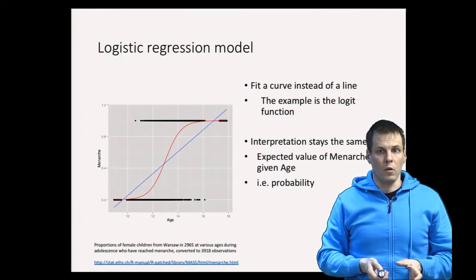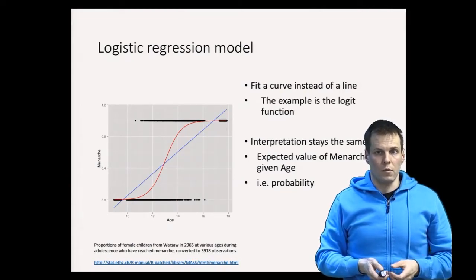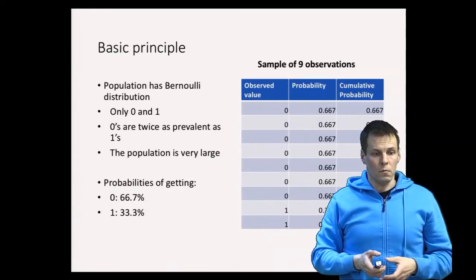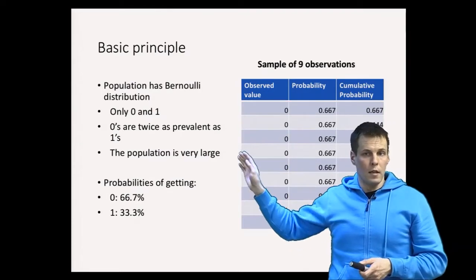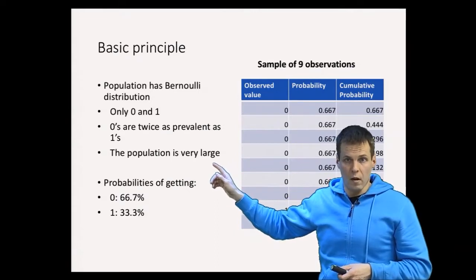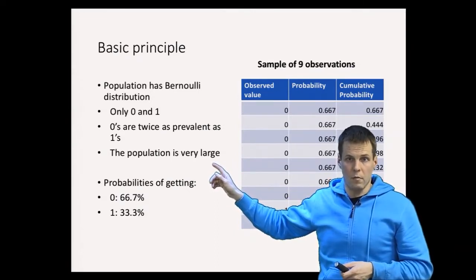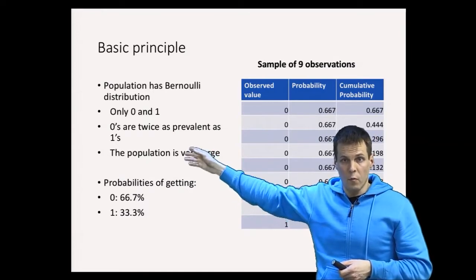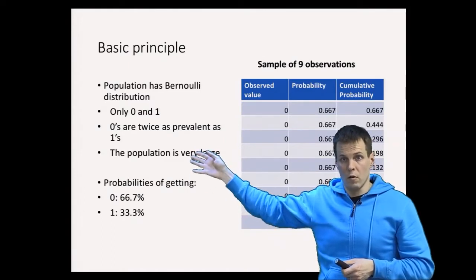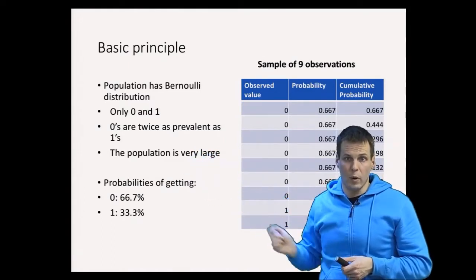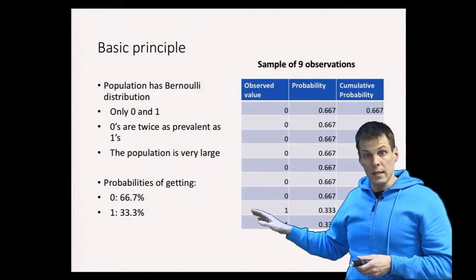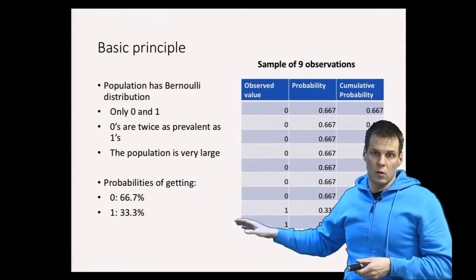That's the dependent variable. And to do that, we use the Bernoulli distribution. The idea of a Bernoulli distribution is that we only have ones and zeros, and in this example the zeros are twice as prevalent as ones, and the population is always very large in maximum likelihood estimation, because when we take a sample of 1, 0 or 1 away from the population, the ratio of ones or zeros should stay the same even if we take a sample away from the population. The probability of getting 0 is 67% from this sample, and the probability of getting 1 is 33%.